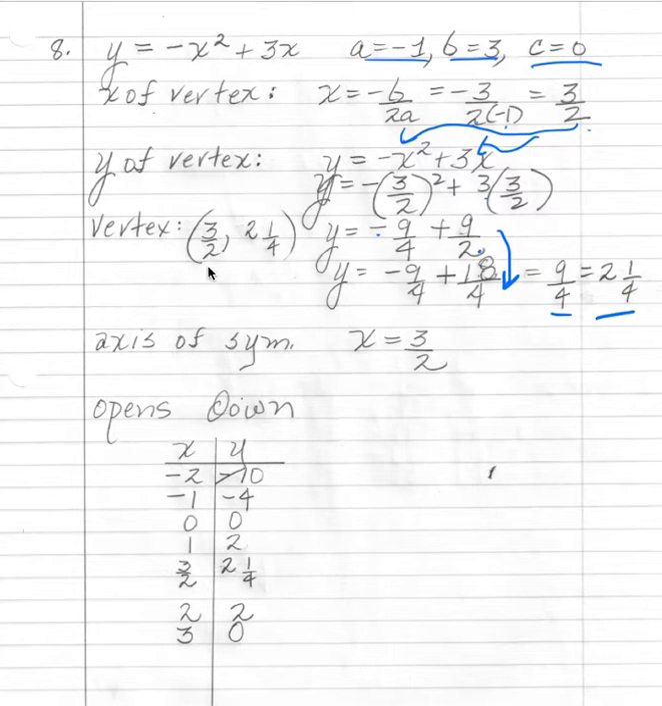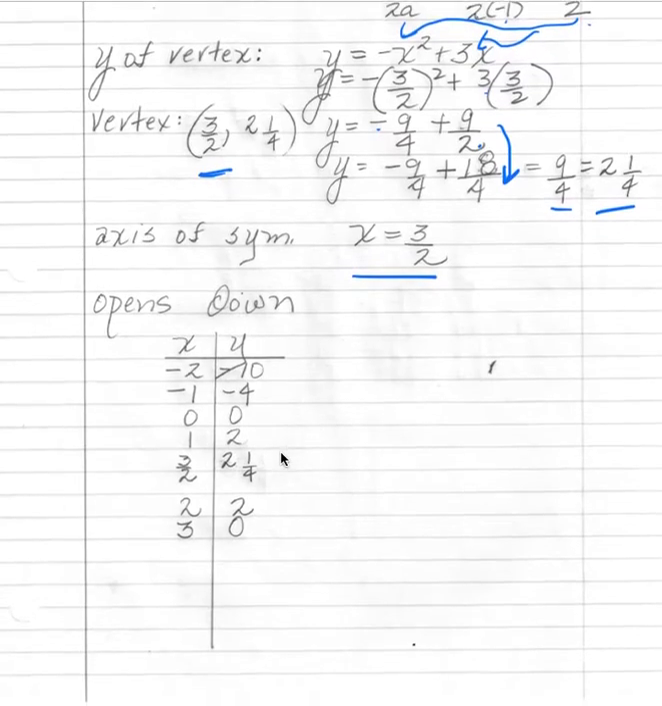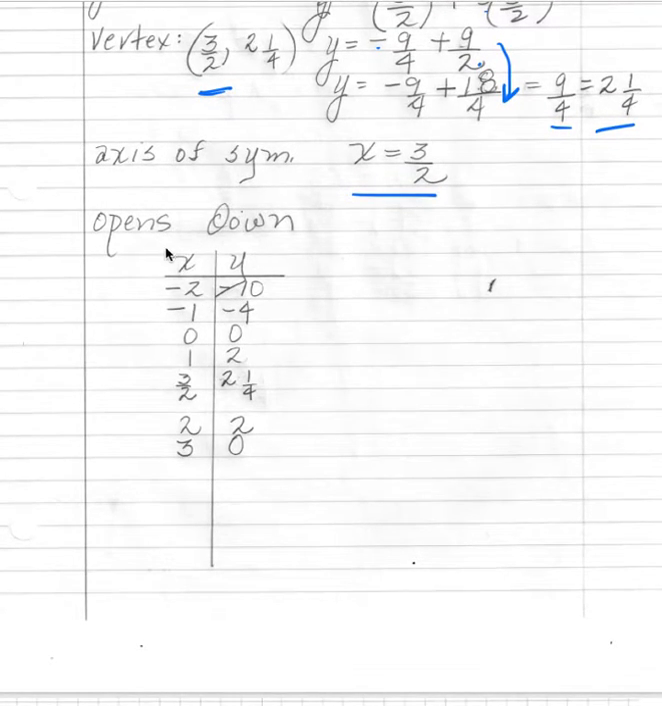So our axis of symmetry is right here. X equals 3/2, 1 1/2. Our parabola is going to open down, and I'm going to pick points around the axis of symmetry.